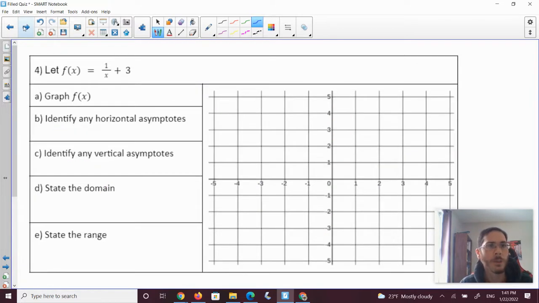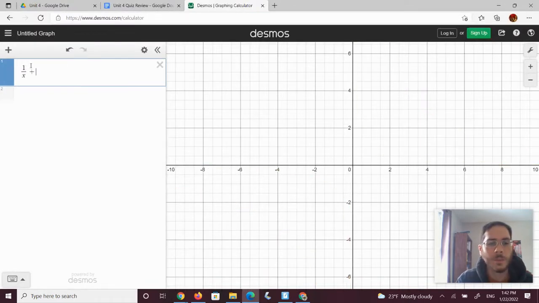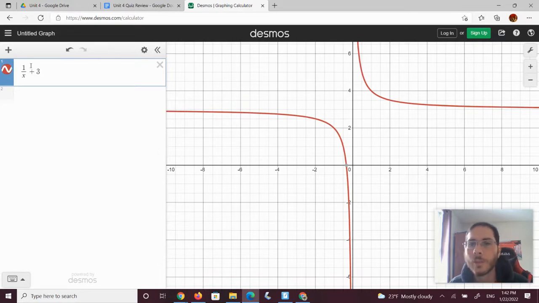All right, number 4, very similar. This time I think I'm going to go the other way, though. So instead of doing everything by hand first, let's look at the graph and see if we can grab everything from the graph. So f of x is equal to 1 over x plus 3. All right. So 1 over x and then plus 3. So we can see the graph did move up. So if we look at where our asymptote is now, it looks like it's right about 3.